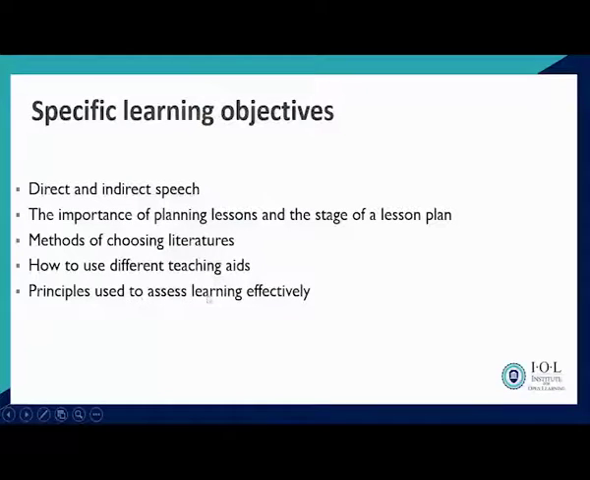Principles used to assess learning effectively. When we are assessing your learners, when you are giving marks to your learners, what are those principles that you use? What are those principles that you use when you are assessing your learners? Our Thompson, which is about teaching methods, have some principles that are in there. Read it and understand them, and perhaps if the question pops up, you know how to tackle it.